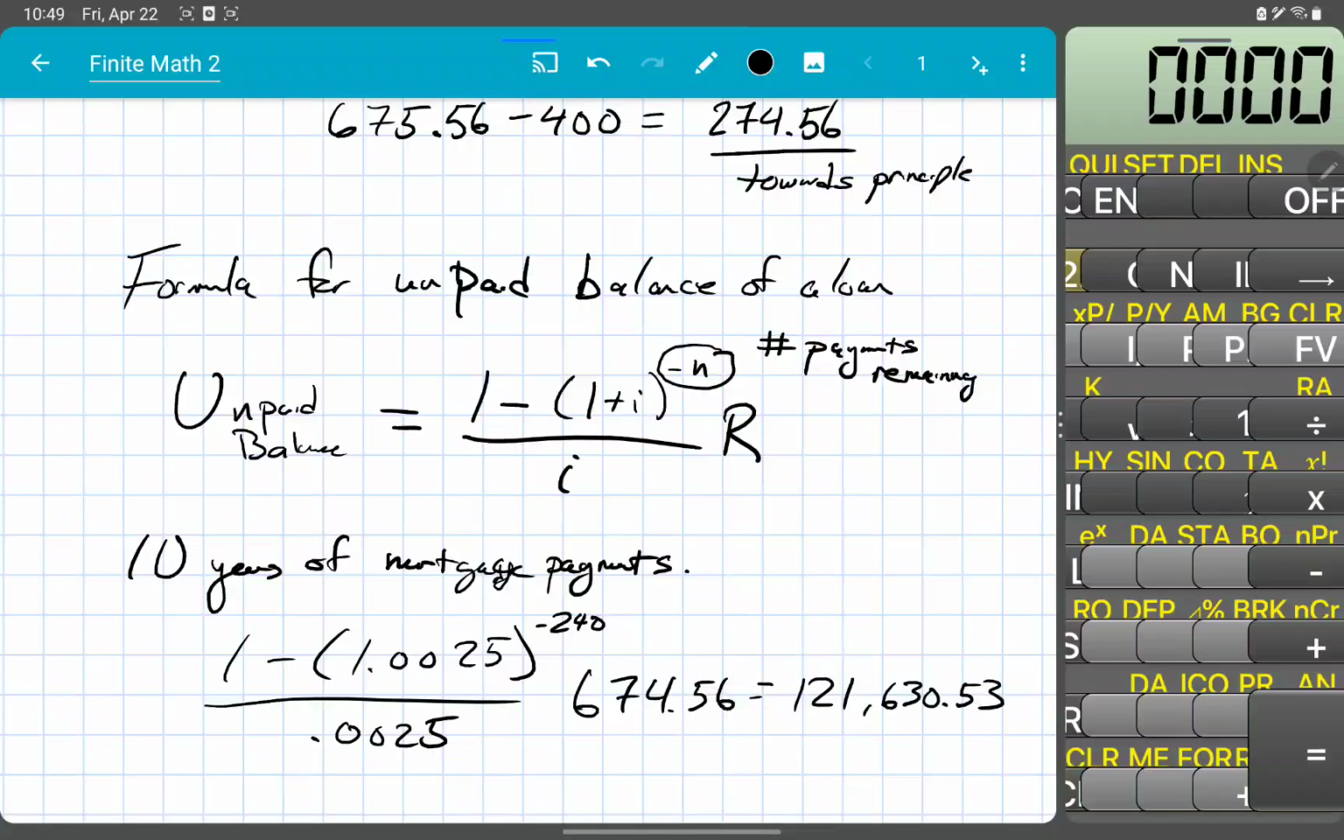That's more than 2/3 of the remaining balance, because you always pay the interest first.